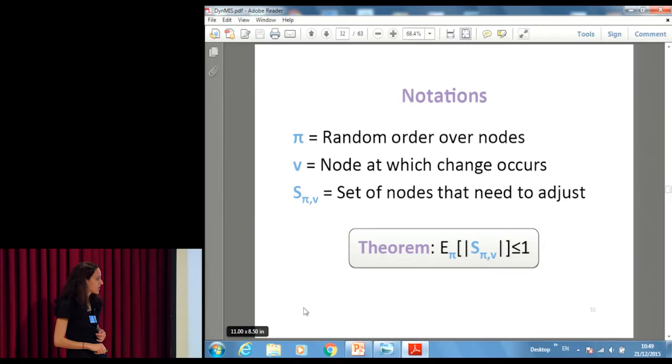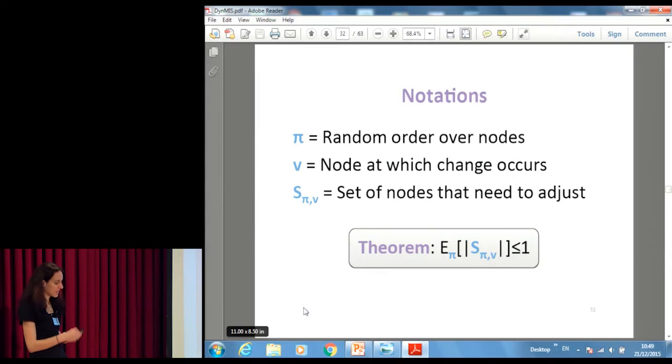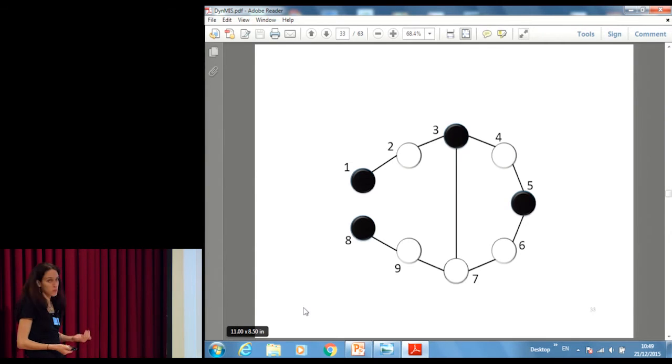And here's this theorem that I showed you earlier in the mathematical notation. The expectation over all random orders of the size of the set of nodes that need to adjust is at most one. Now, I'm going to say S because it's easier, but I do want to keep the notation pi and V here for a reason. So when I say S, I mean S pi V. Let's look at what is S pi V.